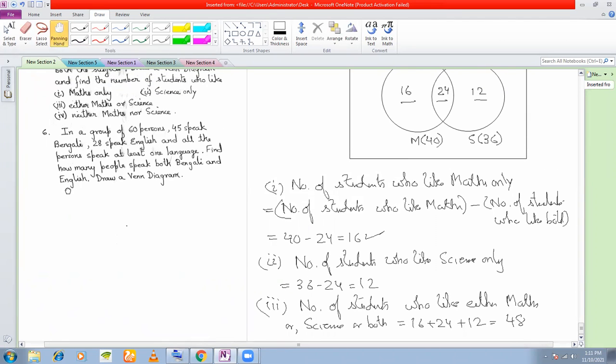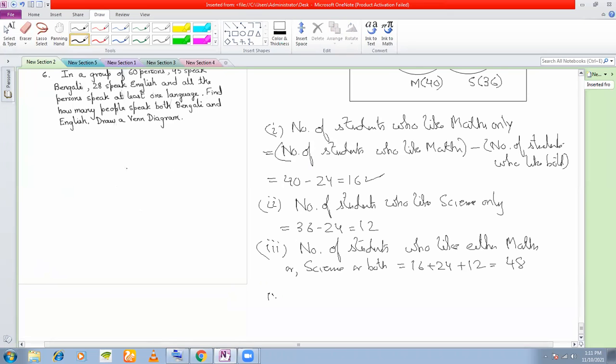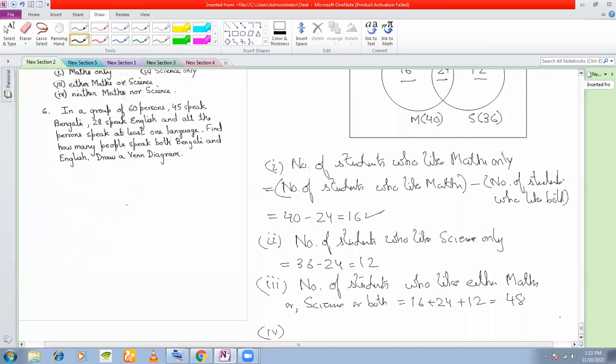Fourth question is who like neither maths nor science. Now, in a class of how many students are there? 60 students. 48 like science or maths or both. So how many students like neither maths nor science? How many? So 60 minus 48. Exactly.